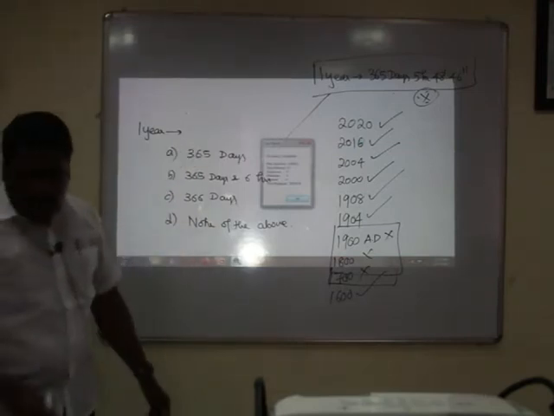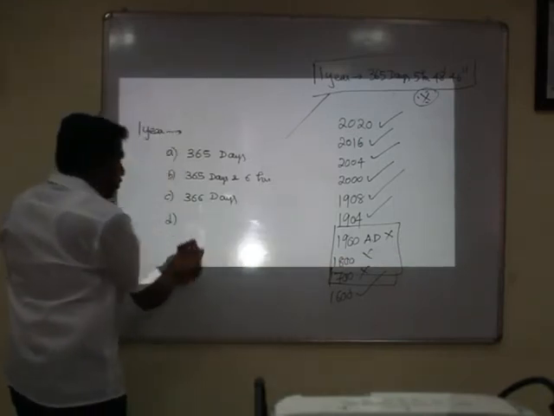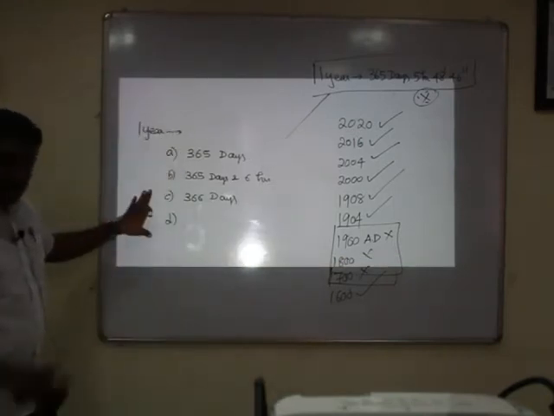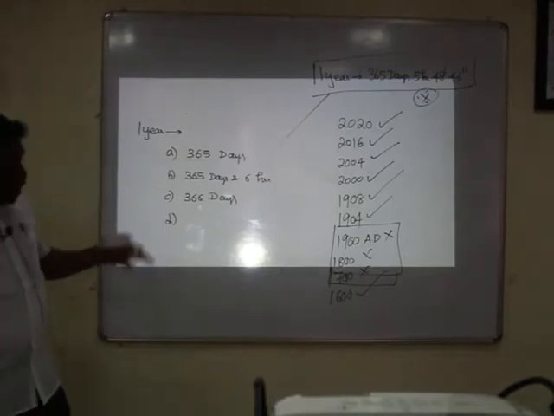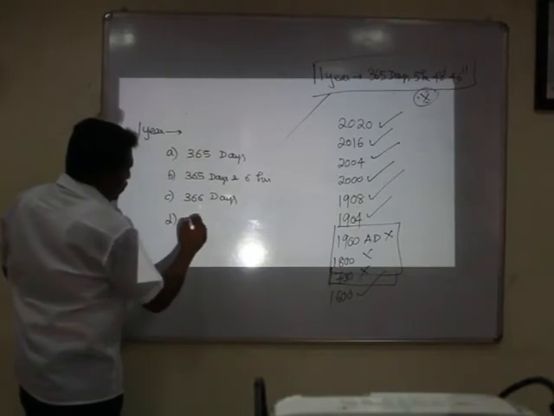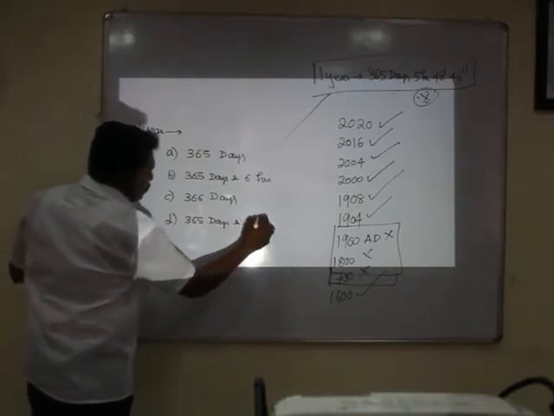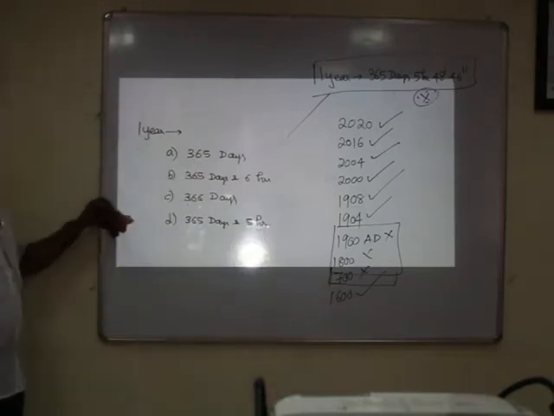Okay. Now what I do, I change the option. See, in the earlier case, I said none of the above is the best option. Now I am changing the case, my friend. The fourth option now says 365 days and 5 hours. Now you tell me which is the best option. B is the best option.